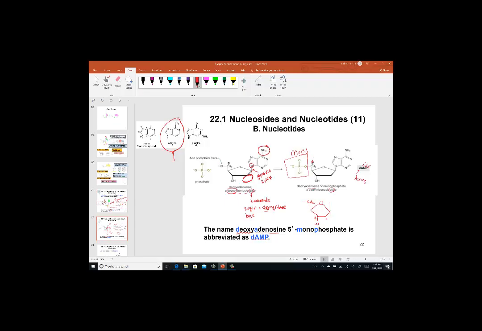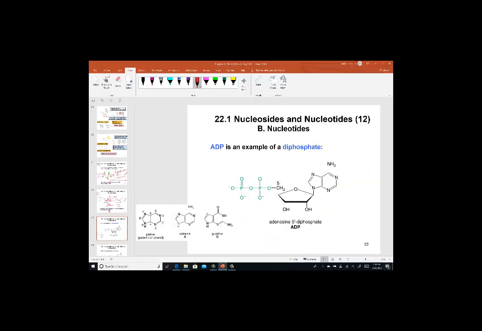So deoxyadenosine 5' monophosphate is abbreviated as dAMP. Keep in mind, if I added another phosphate, it would be ADP for diphosphate. And if I added a third phosphate, I could have ATP, adenosine triphosphate, and so forth. So the second letter of this code tells me how many phosphate groups there are, mono, di, or triphosphates.